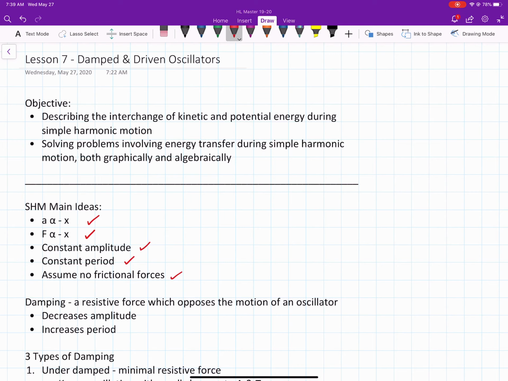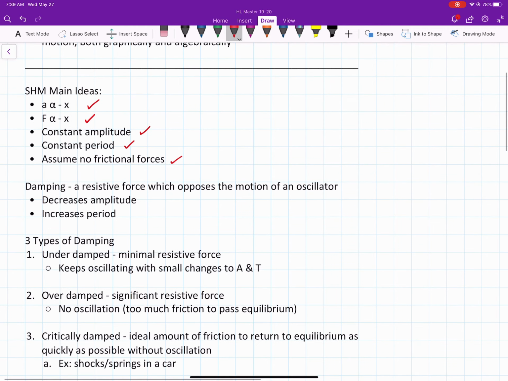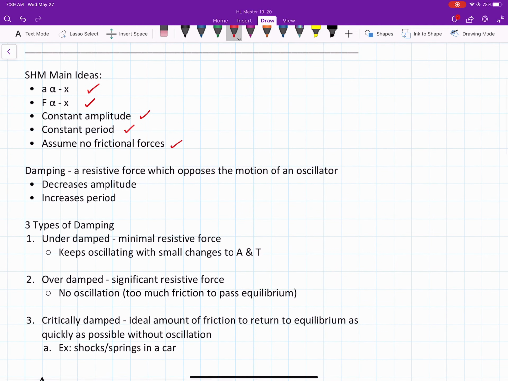Now, as we get away from that, and we have some examples of when it's not simple harmonic, one of the things we can include is when there is friction. So we go into what we call damping, which is just a term for friction when we have an oscillator. It's just some frictional or resistive force that's opposing the motion of the oscillator. What this is going to do usually is decrease the amplitude, which we should expect with friction. One thing that's a little counterintuitive, though, is that it's going to increase the period.